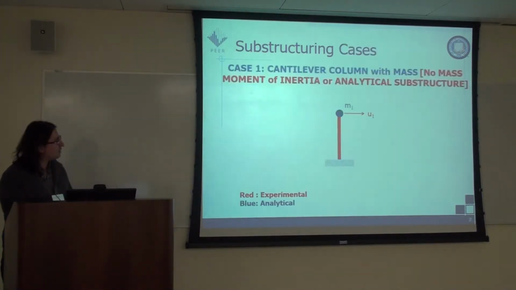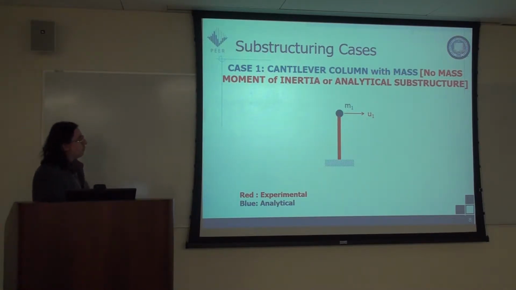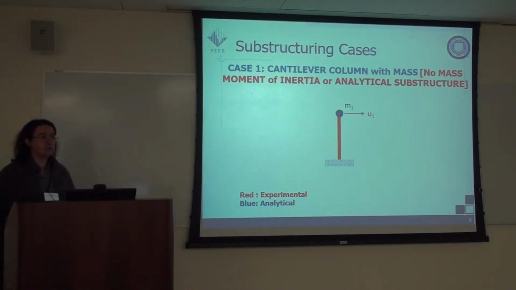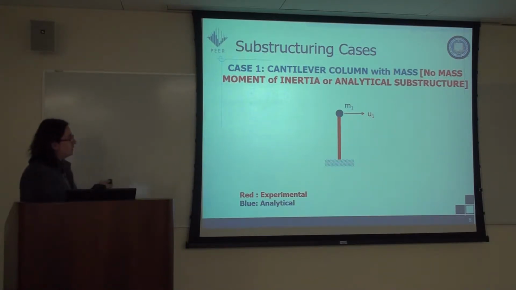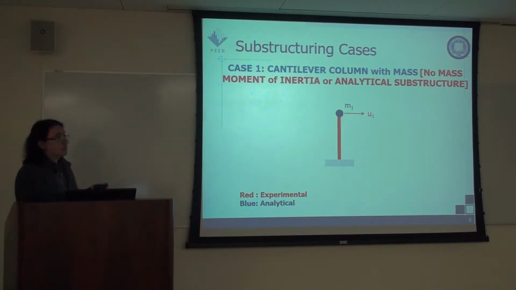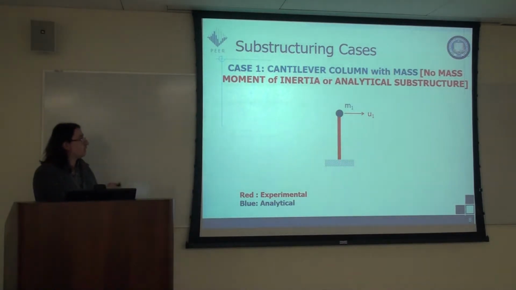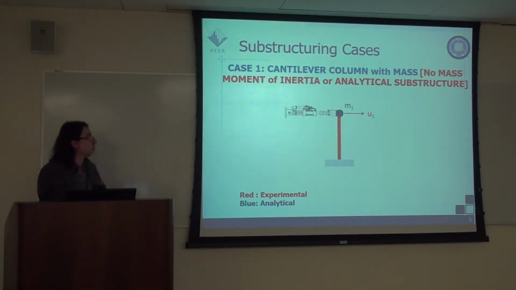In the next couple of slides I'll show some conceptual cases for different substructuring situations, and I'll go from the simple to the relatively complex cases. In this set of slides, the red shows experimental and blue is analytical. So I start with a really simple case, a tested column with only translational mass modeled in the computer. Here is the basic case where we have only one translational degree of freedom and only one actuator is required to control this degree of freedom.